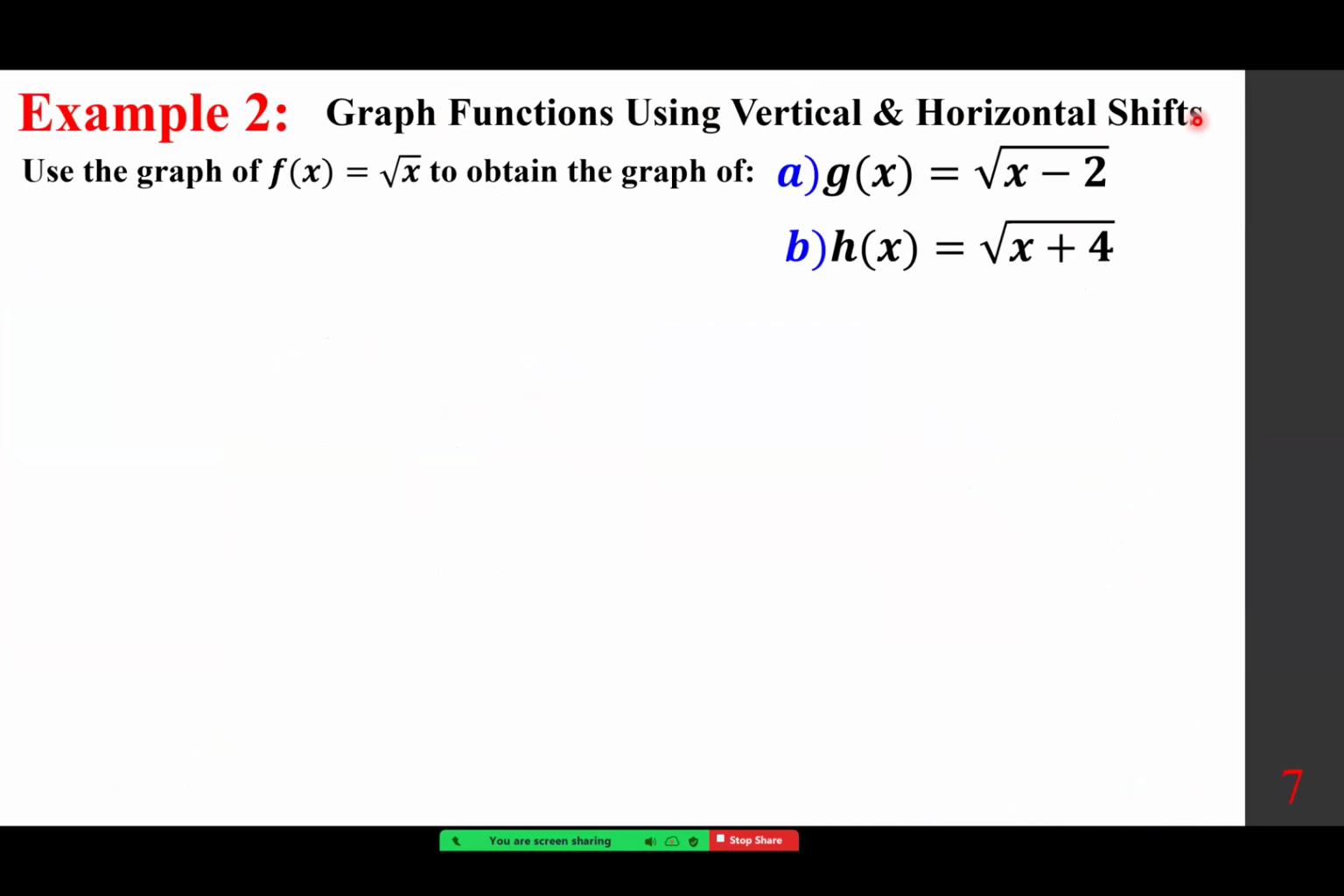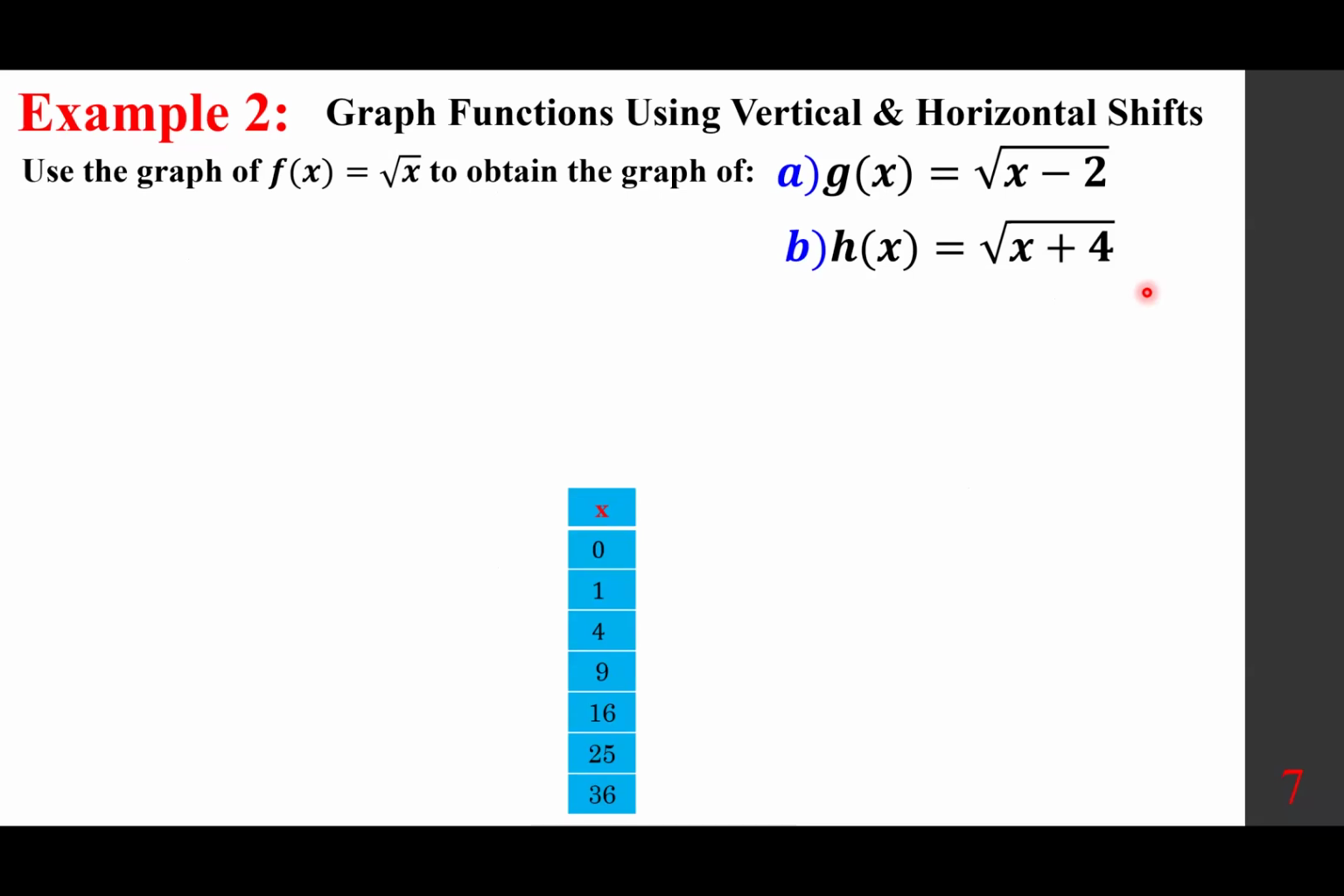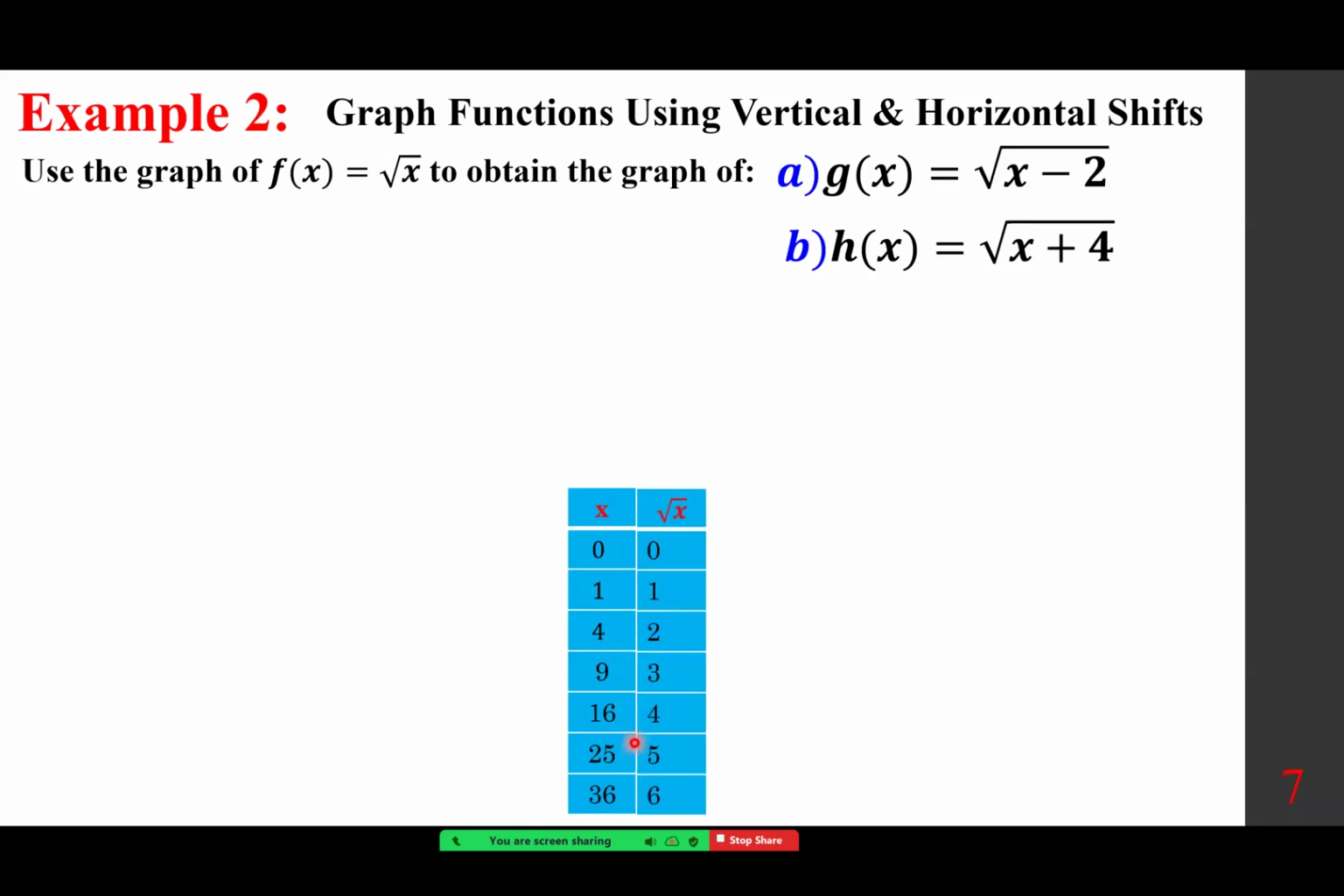Graph functions using vertical and horizontal shifts. Use the graph of f of x equals square root of x to obtain the graph of g of x equals square root of x minus 2, and h of x equals square root of x plus 4. So let's start with easy numbers. Again, we want to make sure that they work. You know square root of x, so the square root of this one is 0, this one is 1, 2, 3, 4, 5, 6. Again, on purpose, we are using easy numbers. Of course, if I said 2, then the square root of 2 is about 1.41, and so on. So you have to come up with the value using a calculator.